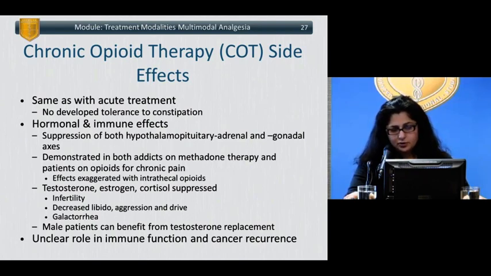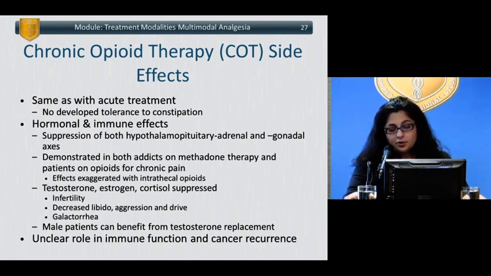When we're talking about chronic opioid therapy and some of the side effects, you do not develop tolerance to the side effects with opioid therapy. So there will be no tolerance to constipation. It will still be maintained.